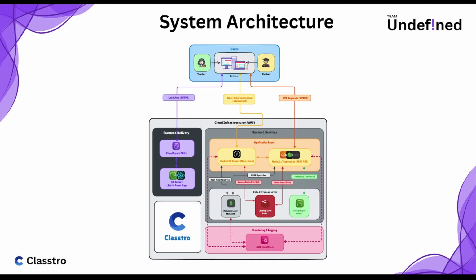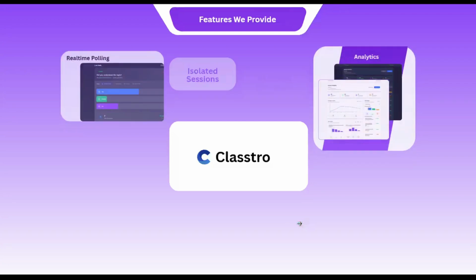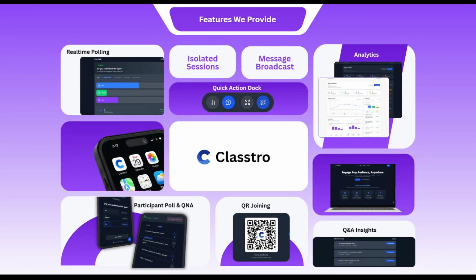Next, we'll look at the features provided by Classtro. The features Classtro provides to both types of users are real-time polling and Q&A sessions for students who want to ask their questions without any hesitation. Next are isolated sessions, where multiple sessions can run in parallel without interfering with each other. Next is message broadcasting, where the teacher can send a broadcast message to all the students. Students can join the session in two ways: by scanning a QR code, or by entering a 6-character alphanumeric code, which does not need any scanning.